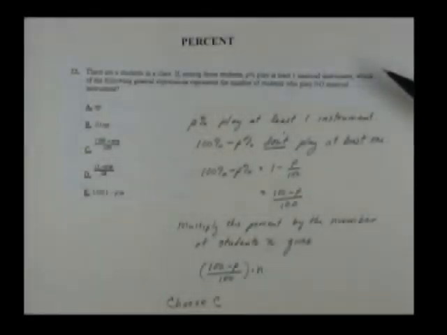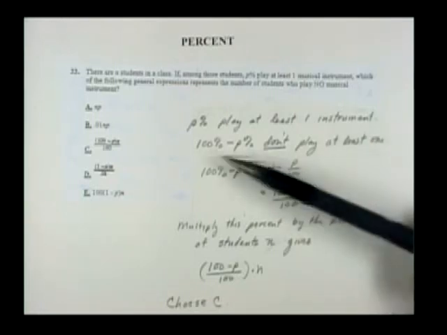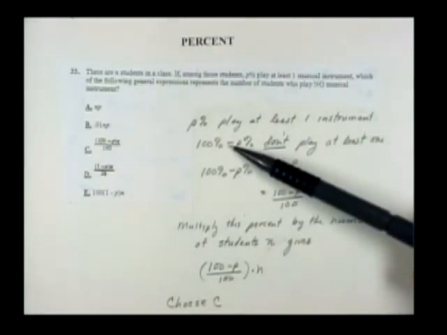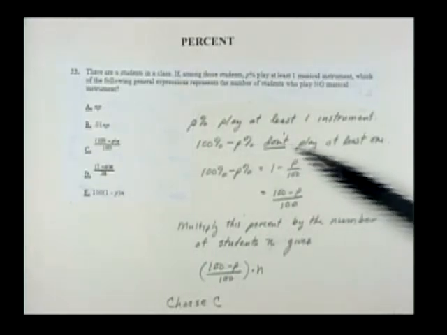There are N students in a class. If among those students P% play at least one musical instrument, which of the following general expressions represents the number of students who play no musical instrument? To repeat part of the problem, P% play at least one instrument. 100% of the students minus those that play an instrument, P%, don't play at least one instrument.